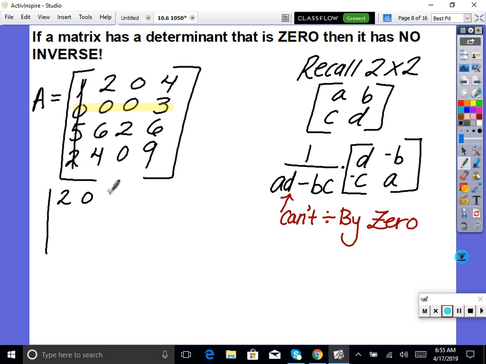Two, 0, 4, wouldn't it be? 6, 2, 6. So 6. And then 4, 0, 9. And then we're going to be timesing that by 0. You guys see how now I don't need to continue? Because we're going to times by 0, and it's going to go away.